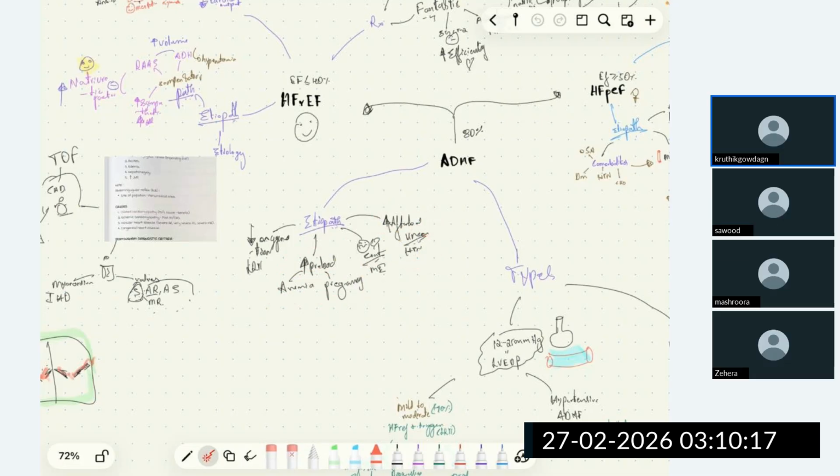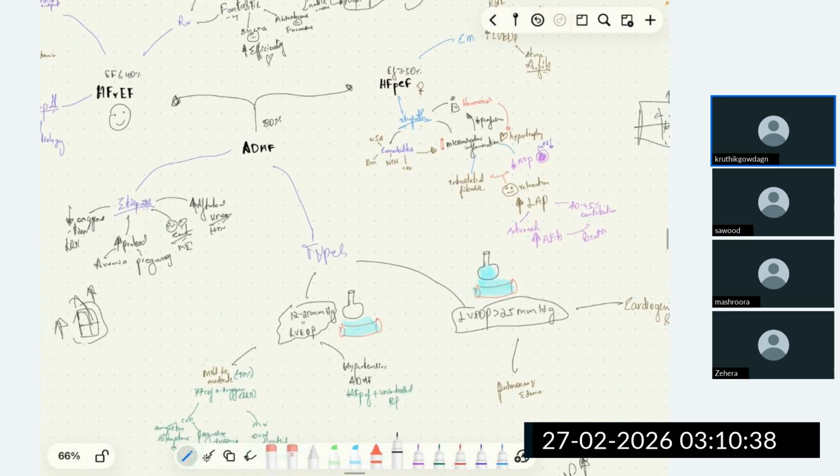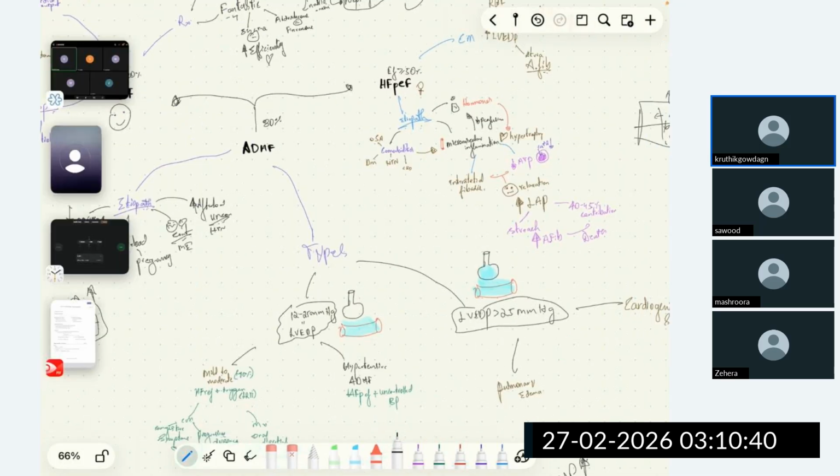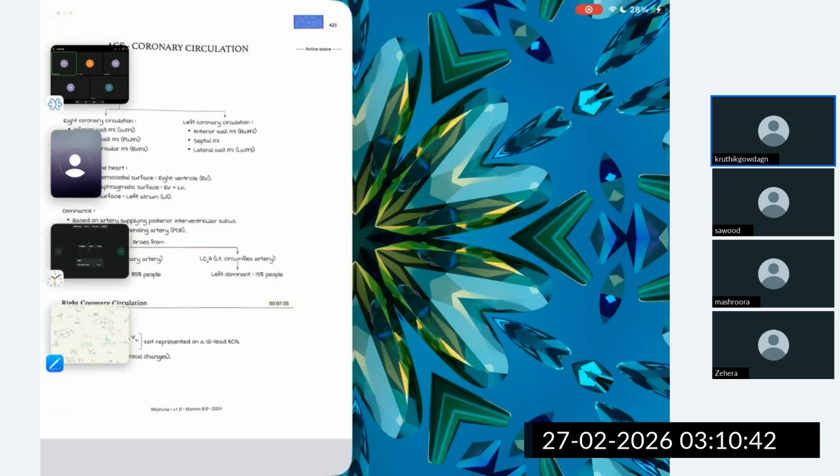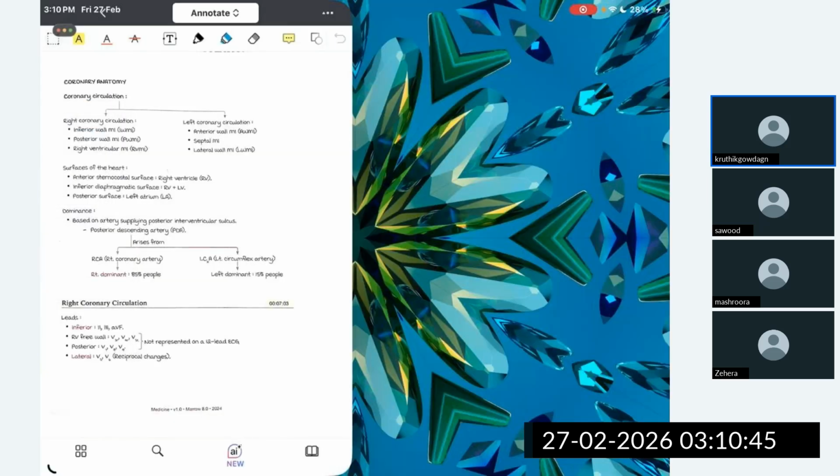Due to increased preload, increased afterload, or impaired function of myocardium, the patient may develop acute decompensated heart failure. Let's see the clinical manifestations and how to treat the patient with acute decompensated heart failure.